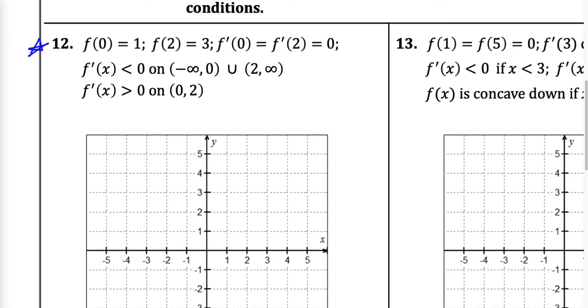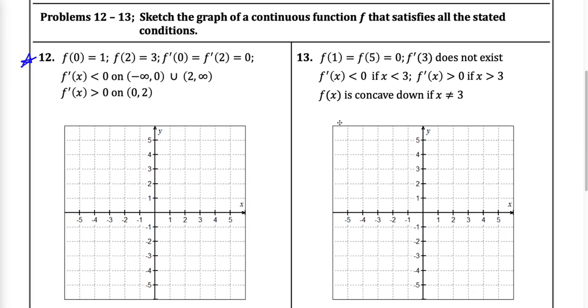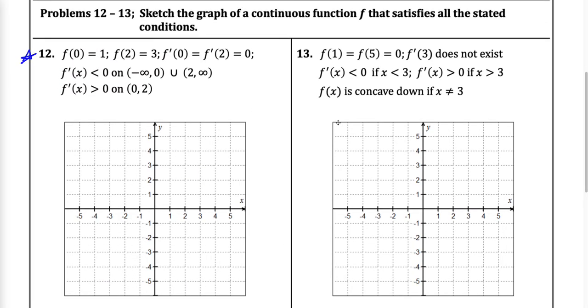Let me zoom out, there we go. I can get the whole graph on there. Sketch a graph of a continuous function f that satisfies all the stated conditions.